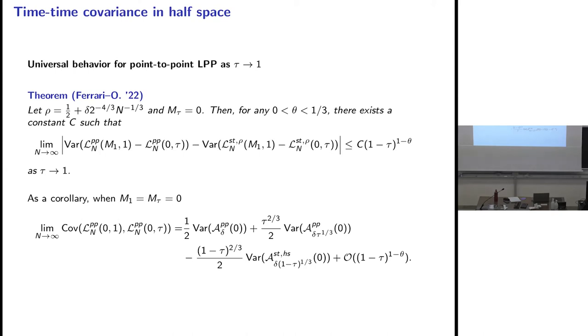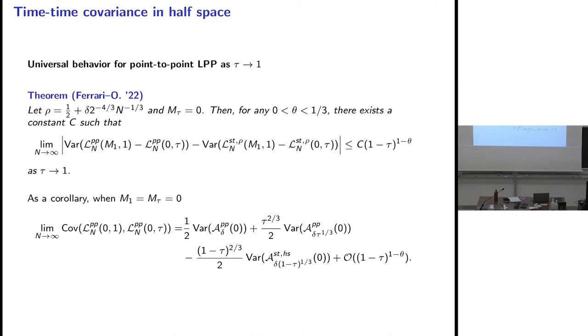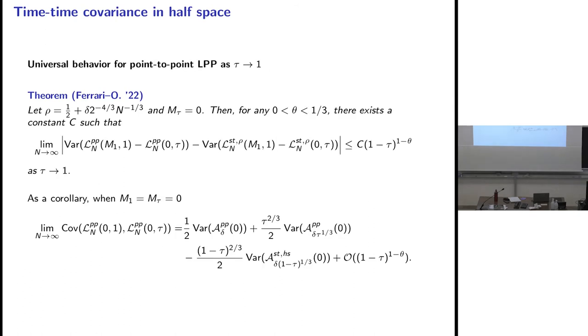Well, the reason why we can obtain this formula only for points on the diagonal is the same reason why we could not generalize this formula for any endpoint, because the half-space Airy_2 process is well defined only if you consider an endpoint on the diagonal. So you cannot prove convergence of the variances of the LPP to the variance of this process.